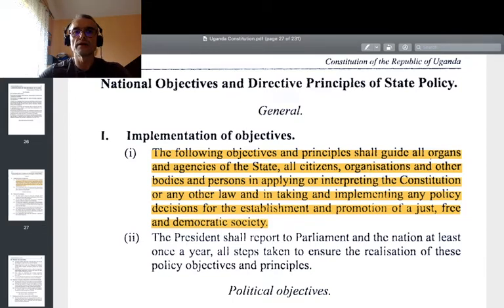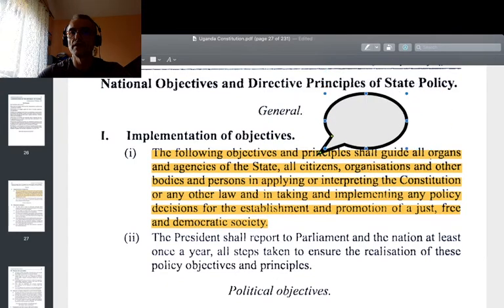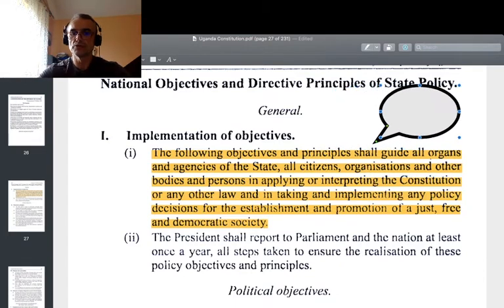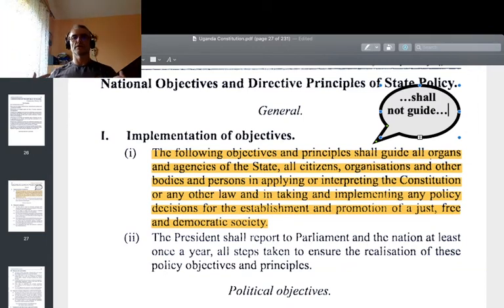I will make a speech bubble here, a small one, and I will just modify this sentence as follows. Shall not guide. As I said, it looks strange, but it serves to illustrate a principle, or let's say a methodological principle in studying legal acts. So now let's try to reread this paragraph with that speech bubble added.